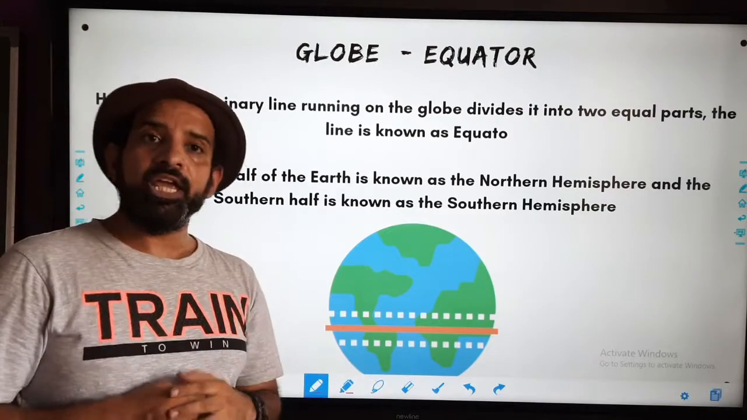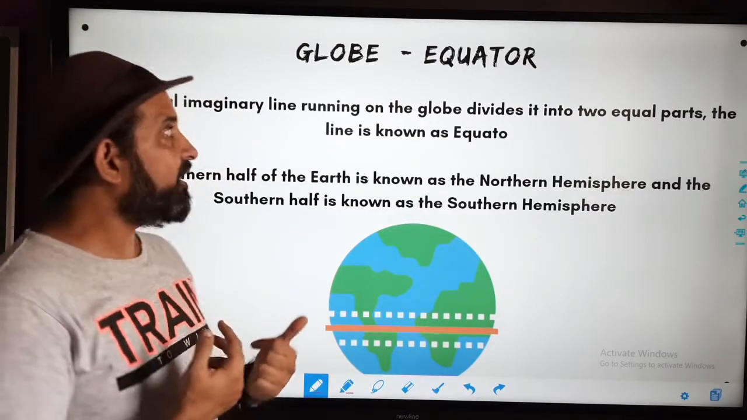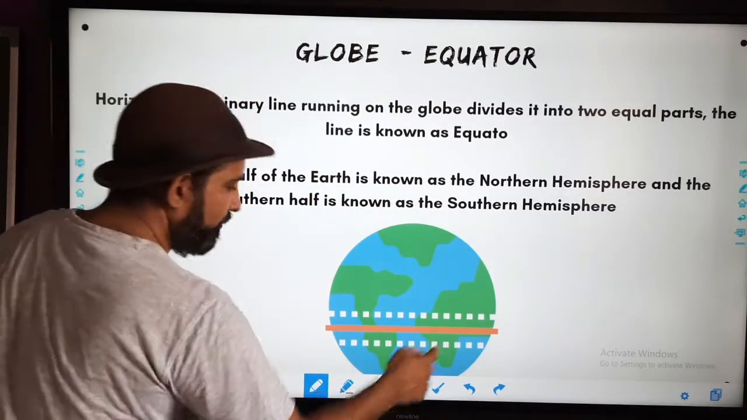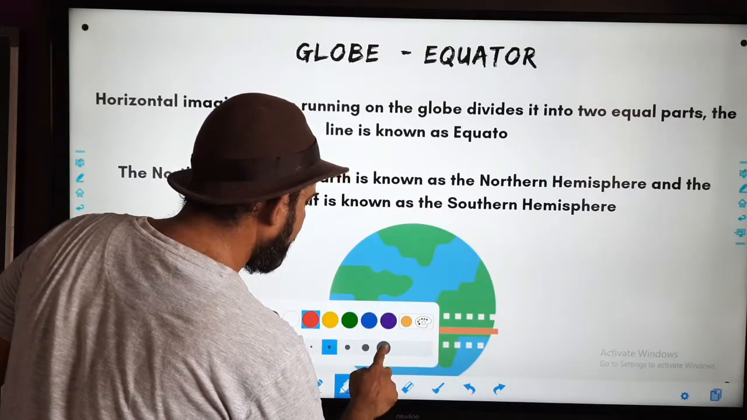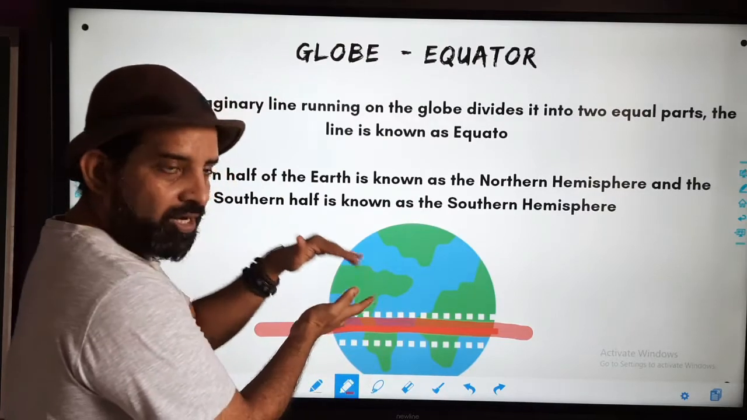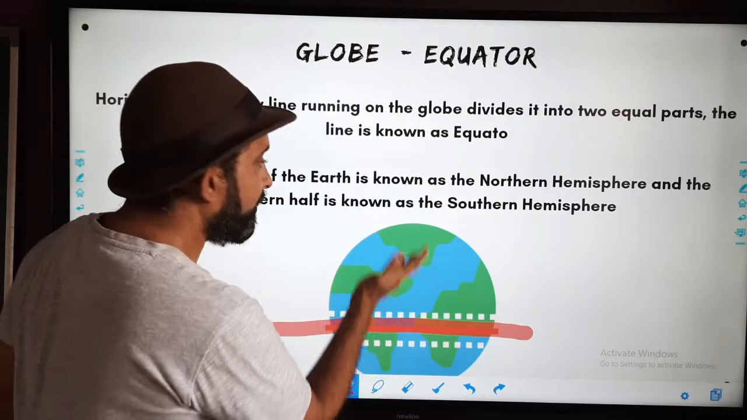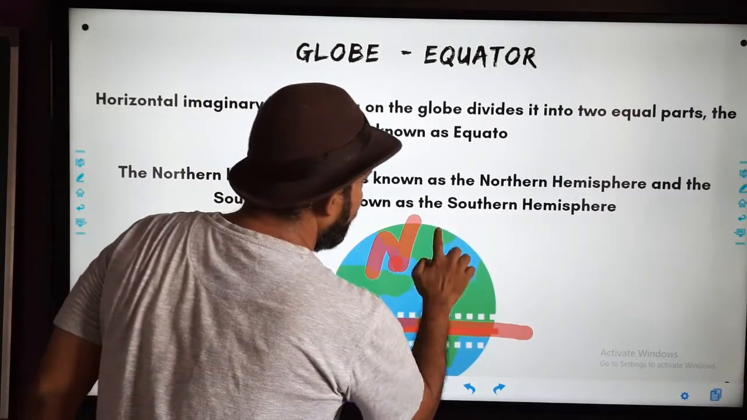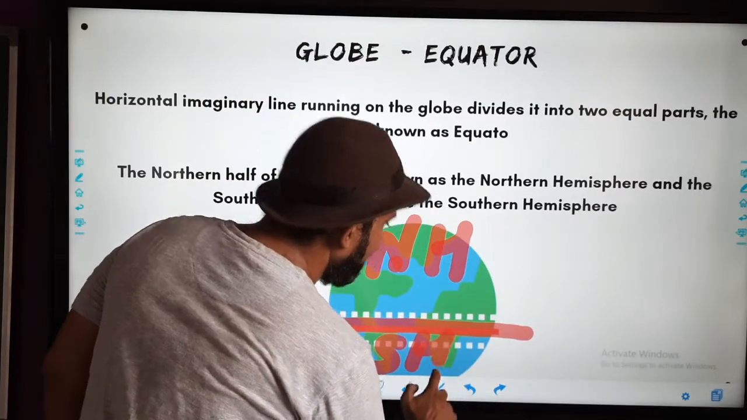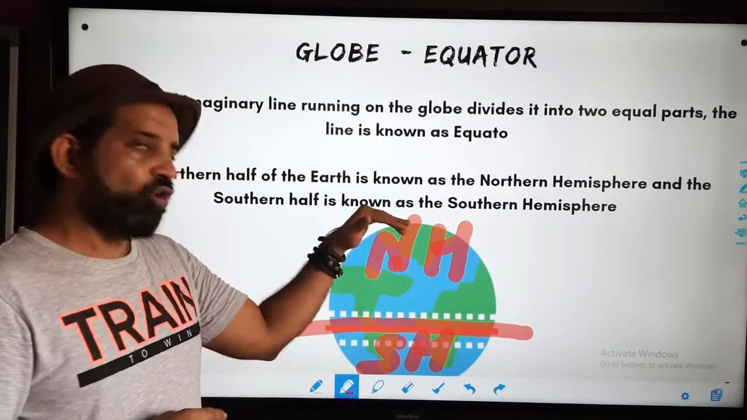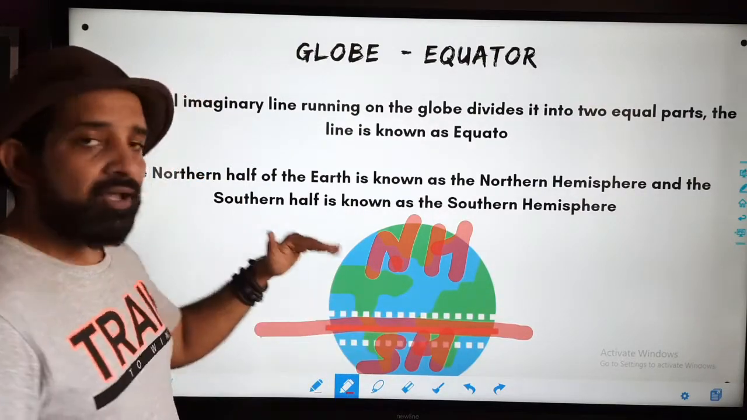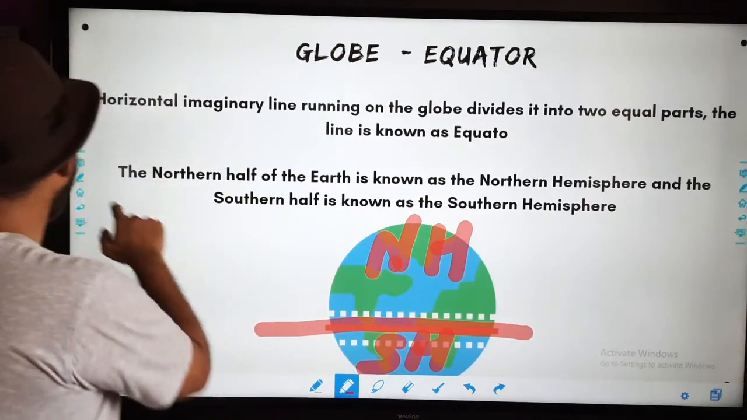Now let's look at what is the equator. The equator is the imaginary line that divides the Earth into two equal parts. So this is the equator. Now if you see, it divides the globe or the Earth into two equal parts. The upper part is called the northern hemisphere. The southern part is called the southern hemisphere. So please remember students, northern hemisphere, southern hemisphere. And the imaginary line that divides the Earth into two equal parts is called the equator.